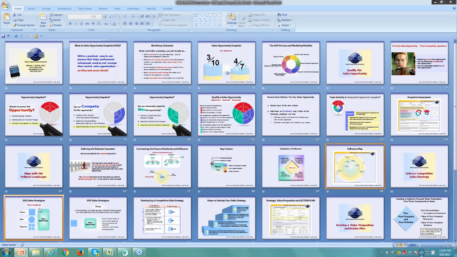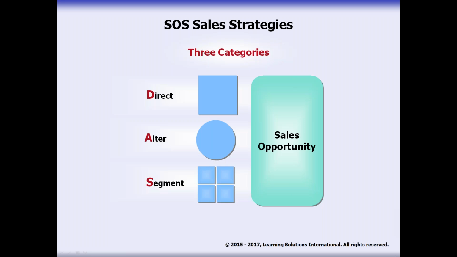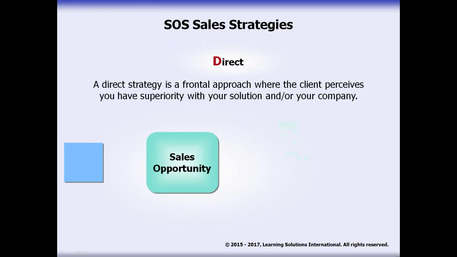So let me go back to the PowerPoint and start discussing the last couple of areas within the SOS workshop and the process. There are 3 different sales strategies we can implement within SOS. One is called direct, another is alter, and the third is segment. And we go into a lot of detail about each of these. I'm going to show you just for one of the sales strategies, for the direct strategy. Here's an example of the definition.